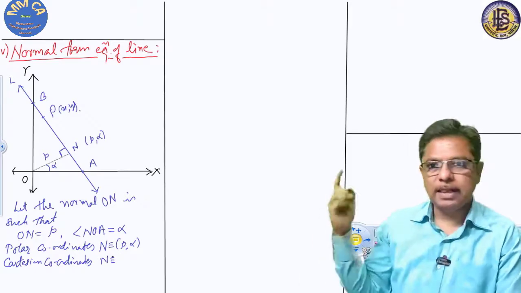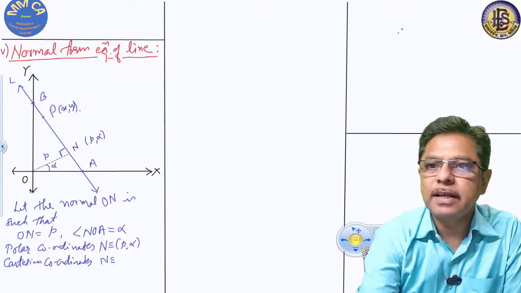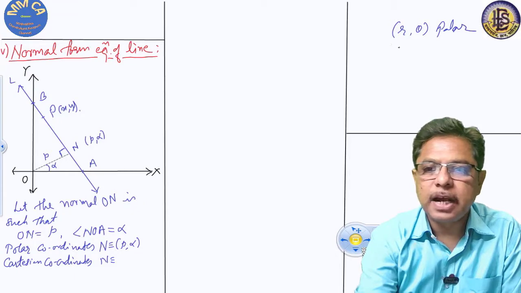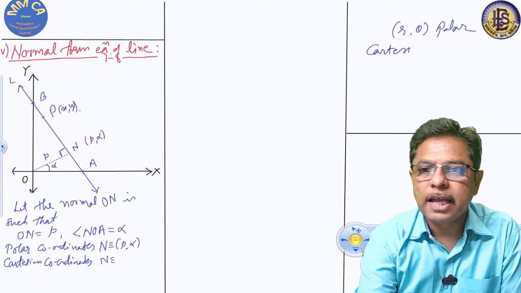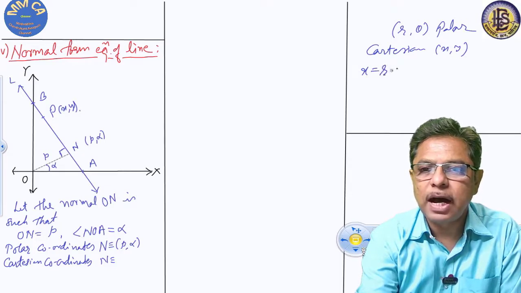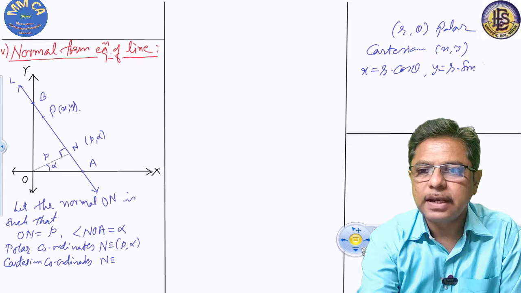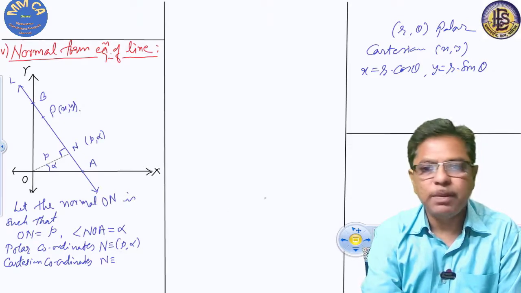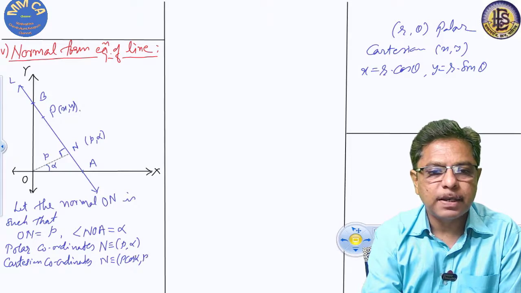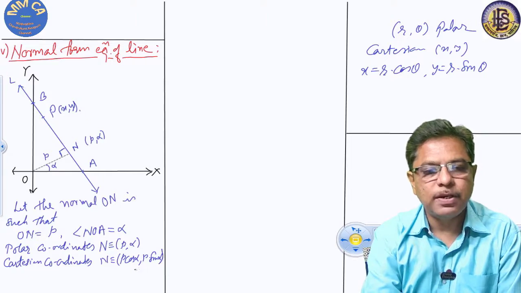Now we know that if r and theta are the polar coordinates, then its Cartesian coordinates x, y for the same point can be obtained using the relation x is equal to r cos theta and y is equal to r sin theta. So here r is small p and theta is alpha. So the coordinates of N will be p cos alpha, p sin alpha.